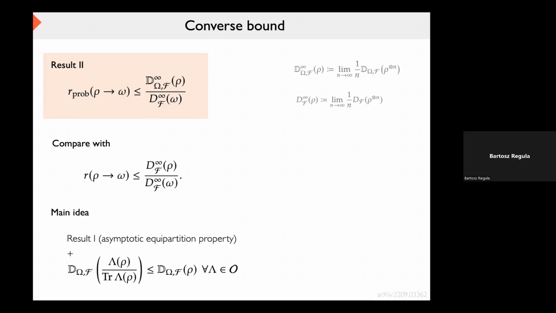The main idea for the proof is to use our first result, which is the asymptotic equipartition property for the projective relative entropy, and then combine that with the monotonicity of this quantity for all probabilistic protocols, and then we play around with the errors a bit, and the result follows.